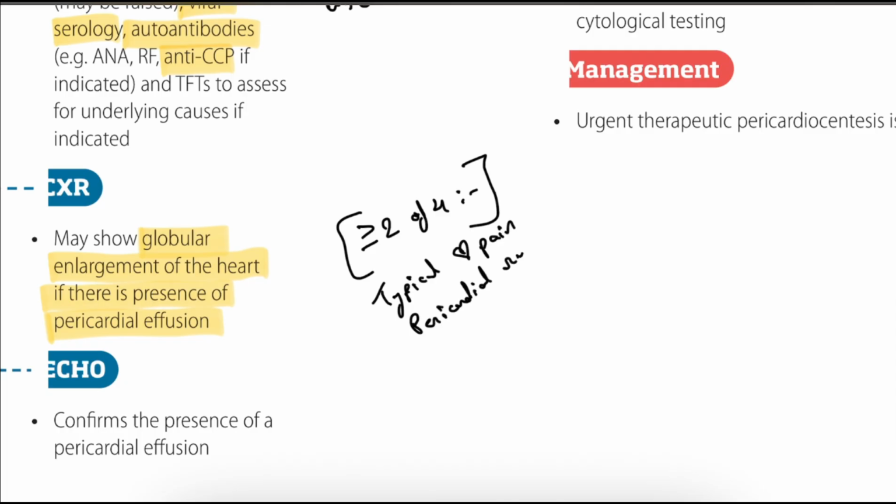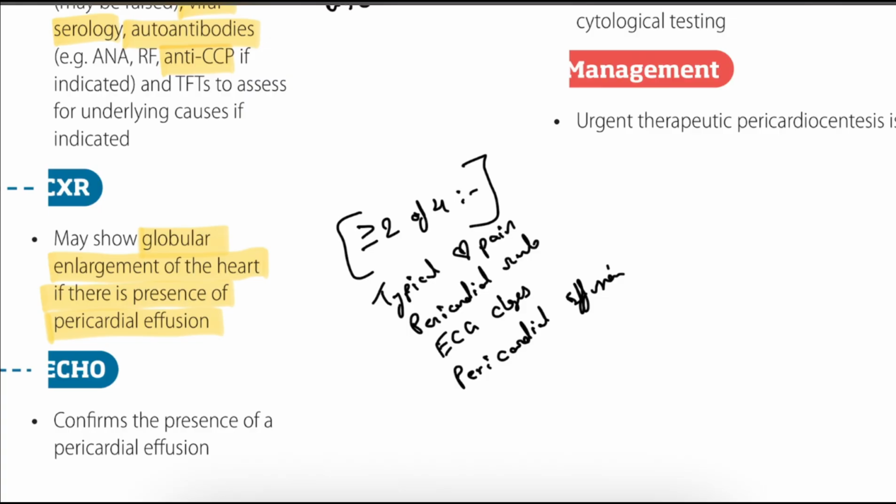Next we can see that is pericardial effusion. Okay, so these are the diagnosis criteria. Next we can see how we can differentiate the severity. So severity grading we have mild, moderate, severe and critical.